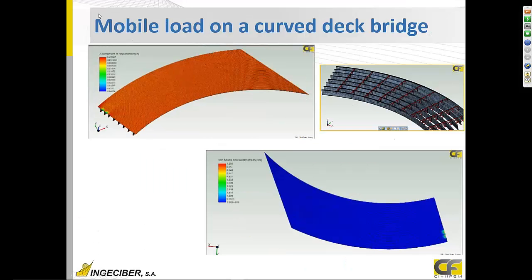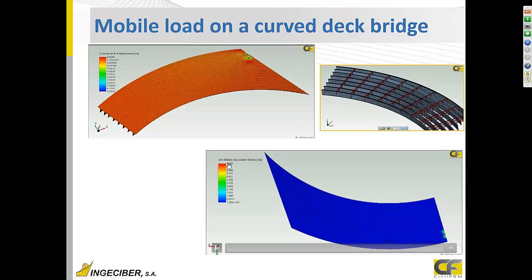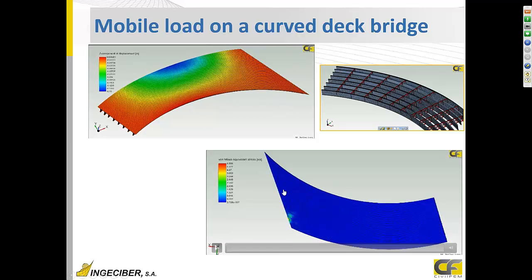We also have extracted 2 videos. In the first one here on top, we are plotting a vertical displacement. So the mobile load, we can see it's advancing in that direction. And here we are plotting the Mises equivalent stresses. For stresses, it's much easier to see where the loads are applied, these loads of the traffic vehicle over my bridge.